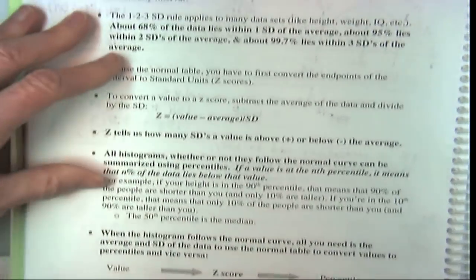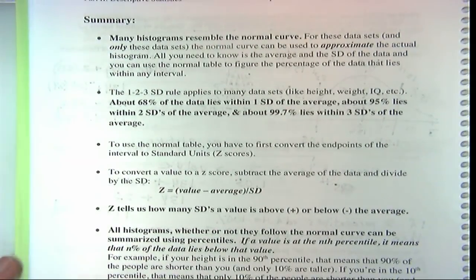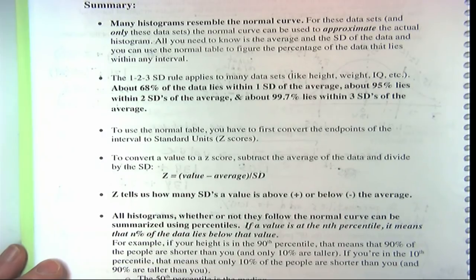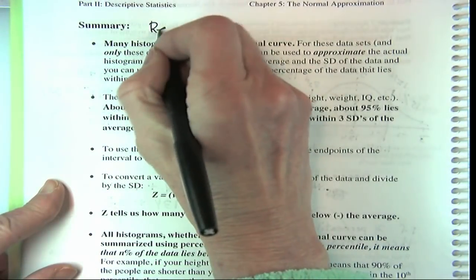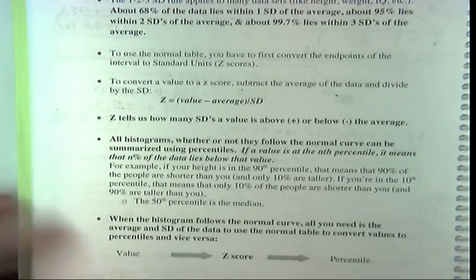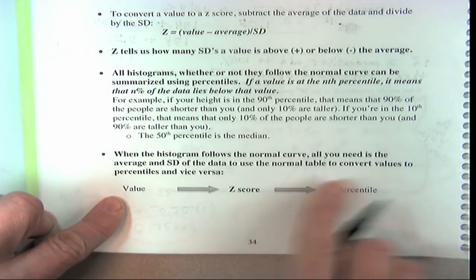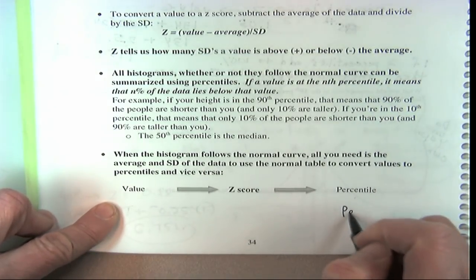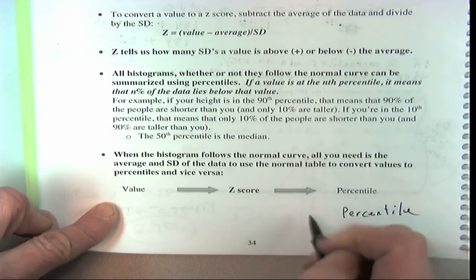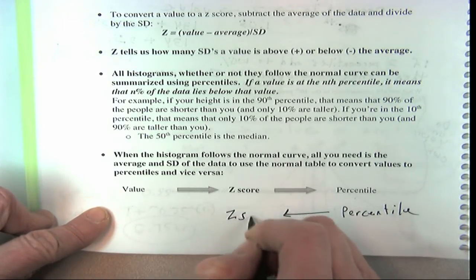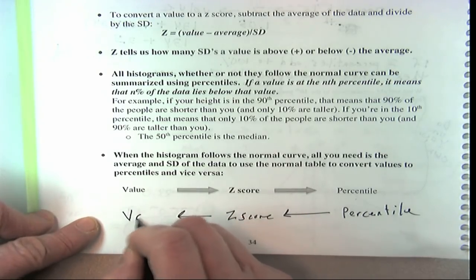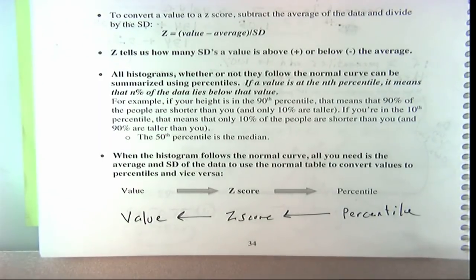So the summary here, this is all very good. To figure out the percentile from the value, you do this and go the other way. Or if you start with the percentile, just go the other way to get the z-score and then the value. Okay, so that's it for the normal curve. That's it for the descriptive statistics.